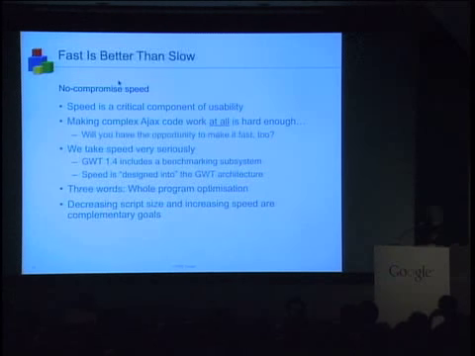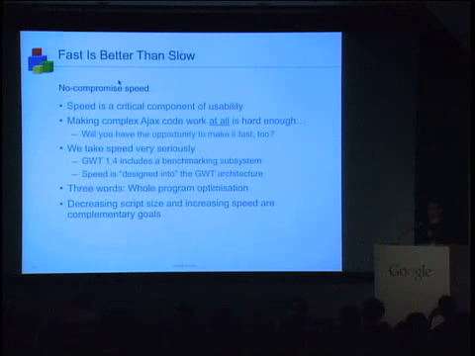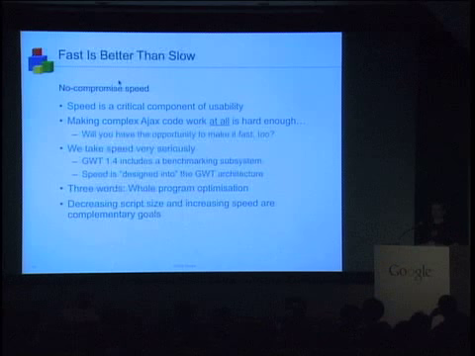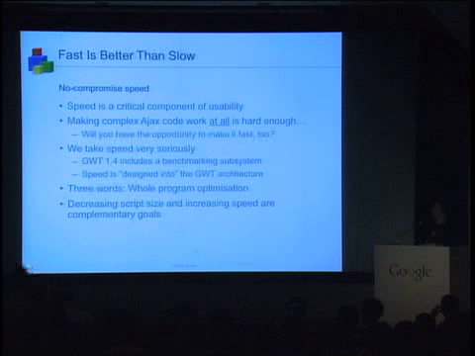Let's talk about speed. We believe fast is better than slow. You've probably never heard a user say to you, we want your AJAX application to be slower. No one ever complains when an application is too fast. Google Web Toolkit believes in no compromise speed. Speed is a critical component of usability. And making complex AJAX code work at all is hard enough. So if you're writing your AJAX by hand, will you have the opportunity to make it fast as well?